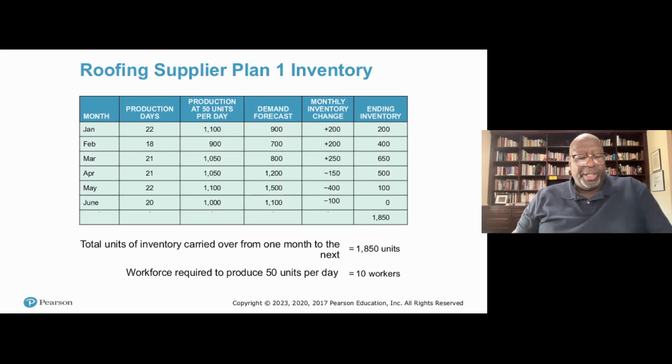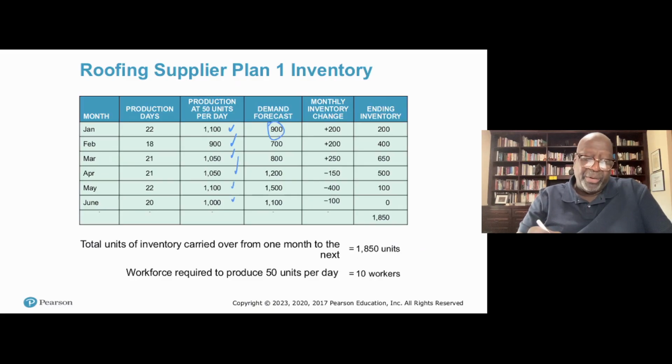So this is sort of showing us how the cost will actually be incurred by simply keeping the rate constant at 50 per day, and then seeing what we actually produce. So production of 50 units per day for 22 days will make this much: 1100, 900 for 18 days, 1050, 1050, 1100, and then 1000.